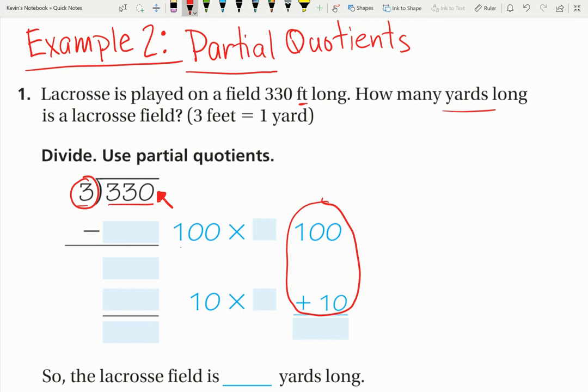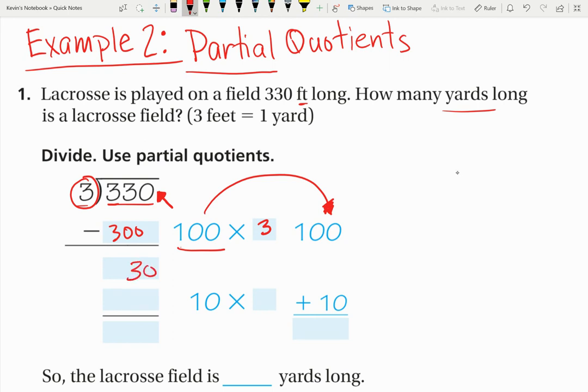So we're going to go ahead and multiply it by 100 since our highest place value is in the hundreds. And think, my divisor, what times 100 is close to 330? So that is going to be 3. So then you multiply 3 times 100, I get 300. And you'll notice over here, this 100 is now going to be part of your partial quotient. Okay, so you put the 300 over here, then you subtract 300 from 330, you get 30.